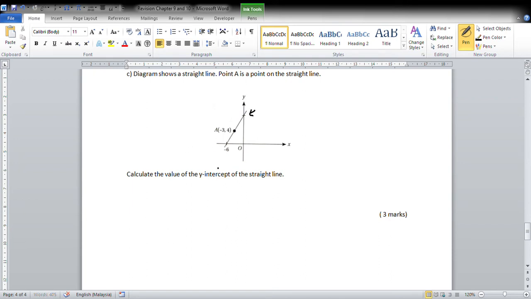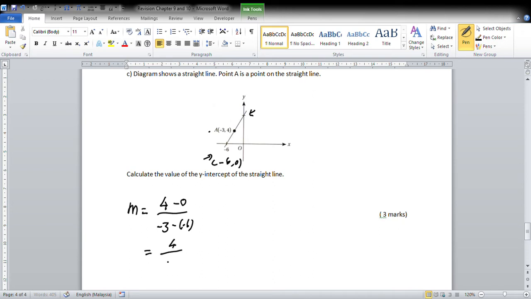Okay, because all 3 points, you got 1, 2, 3 points, and all 3 points lie on the same straight line. That means they have the same gradient. So for this point, actually the coordinate will be (negative 6, 0). Okay. So first we're going to calculate what is the gradient between point A and the x-intercept. Gradient M is 4 minus 0, and then negative 3 minus negative 6.